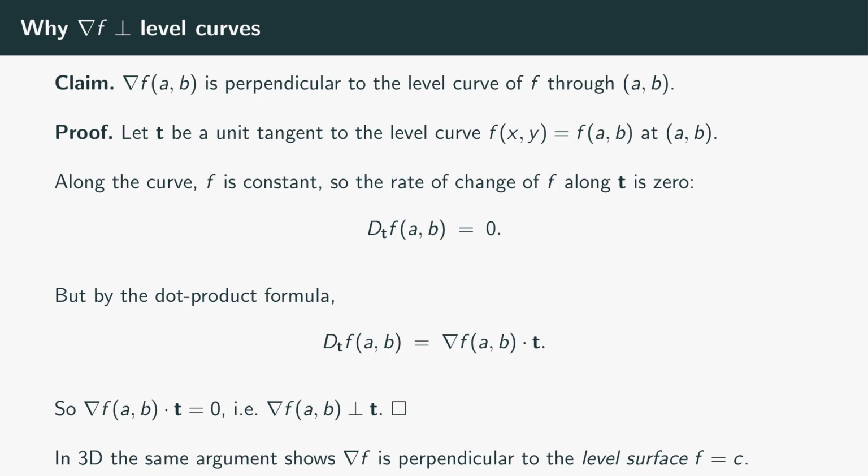In three variables, the exact same argument works for level surfaces. The gradient is perpendicular to the surface f of x, y, z equals c at every point, which is how we compute normal vectors to implicitly defined surfaces. That's a preview of Lagrange multipliers, 2 episodes from now.